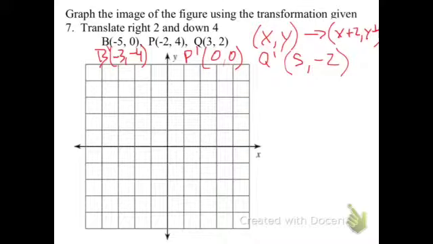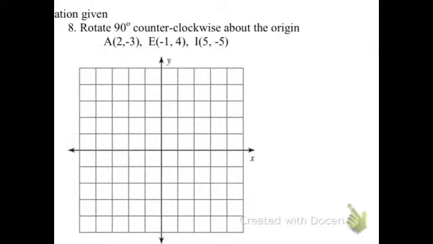Now I have them all, I can put them all in my graph. So b prime's at -3 and -4. There's b prime. P prime's at 0, 0. And q prime is at 5, -2. And so there's my q prime. I've got q prime and b prime and p prime. And back to q prime, and I got my beautiful triangle there.